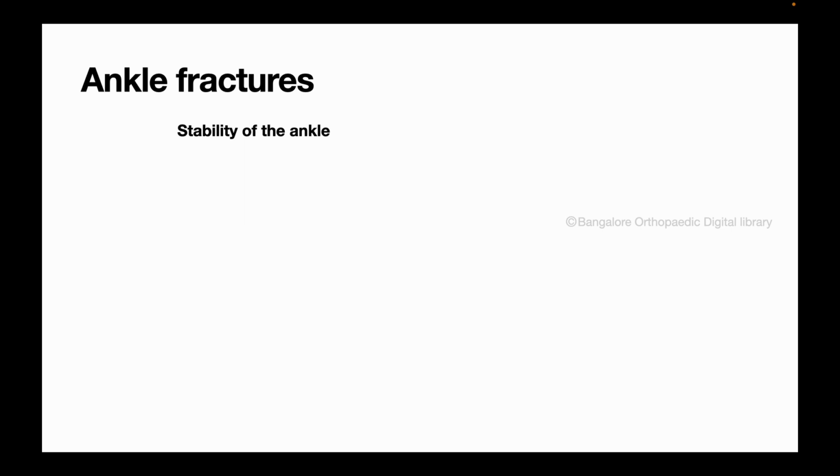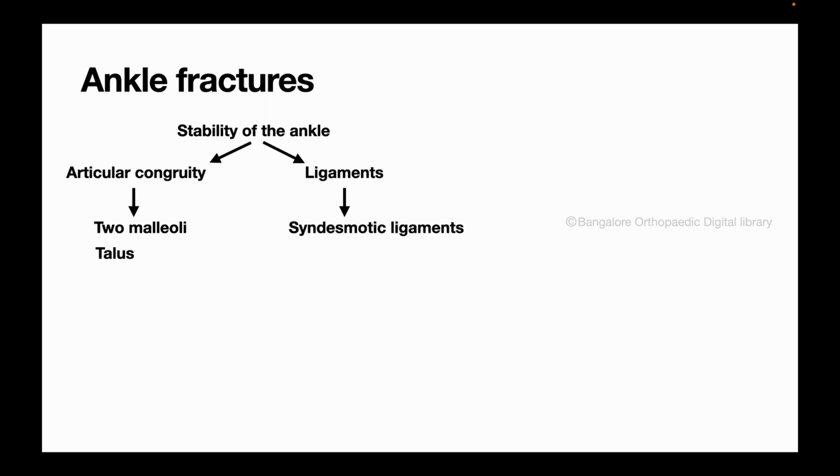Stability of the ankle depends on the intactness of the bone and the soft tissue anatomy. Bone congruity is produced by the two malleoli and the talus embedded deep within them. Ligaments stabilizing the ankle joint include the tibiofibular syndesmotic ligaments and the medial and the lateral collateral ligaments.